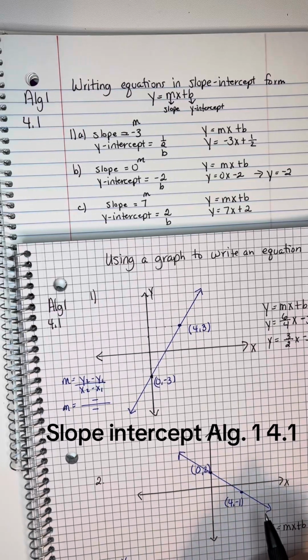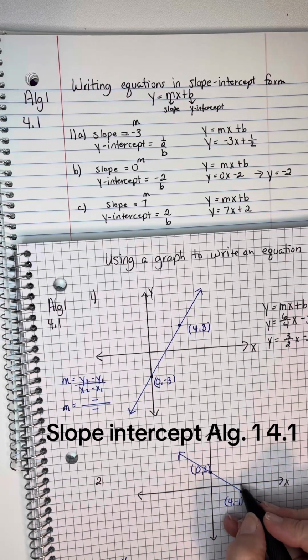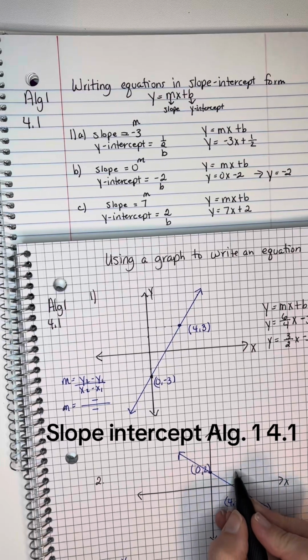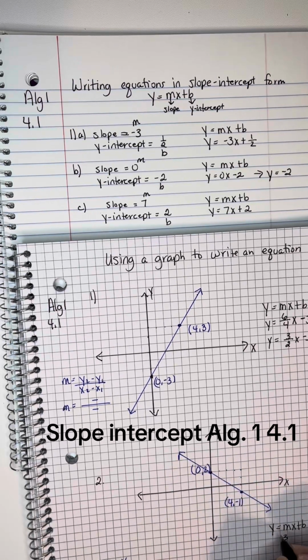And on this one right here, I'm rising 1, 2, 3. I'm rising up 3, and I'm running left 1, 2, 3, 4. So that is left 4. I'm going to have a -3/4. So y equals -3/4. It's crossing the y-axis at 2. So y equals -3/4 x plus 2.